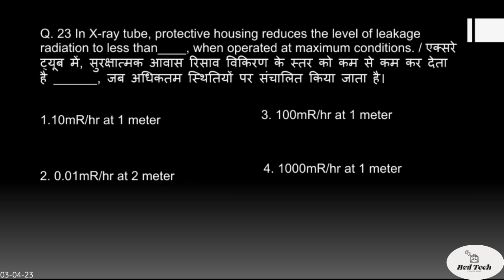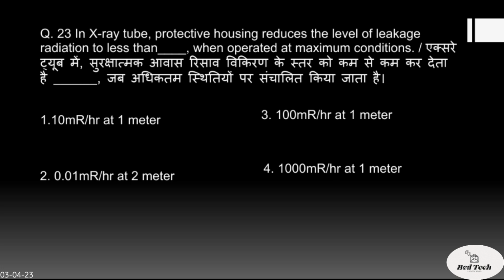Question number 23. In an X-ray tube, the protective housing reduces the level of leakage radiation to less than how much when operated at maximum condition? So when you operate the X-ray machine at maximum condition, what should be the protective housing, or you can say protecting housing, at what level does it reduce the leakage radiation?